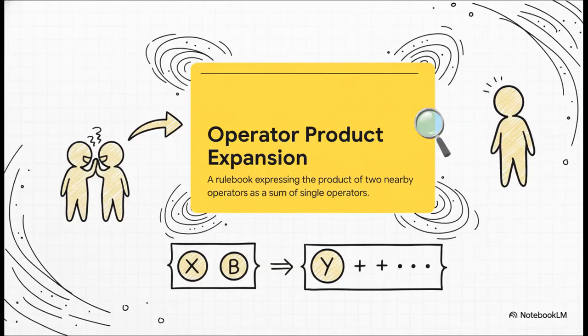The solution is this amazing tool called the Operator Product Expansion, or OPE. It's essentially a rule book. It tells you that you can replace that whole complicated mess of two nearby operators with a single equivalent operator, plus a bunch of simpler corrections. It's kind of like the quantum version of saying, from across the room, those two people whispering just look like one person talking. It simplifies things beautifully.